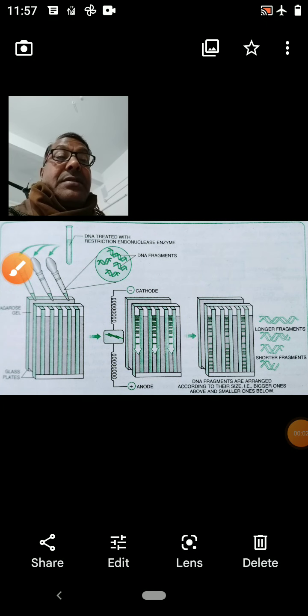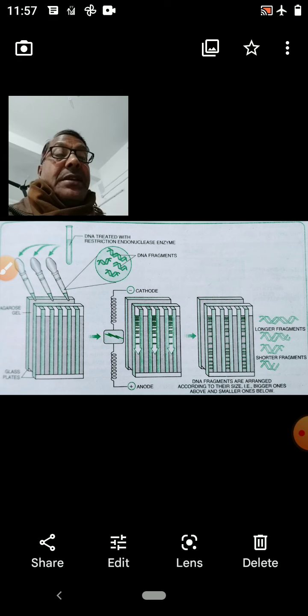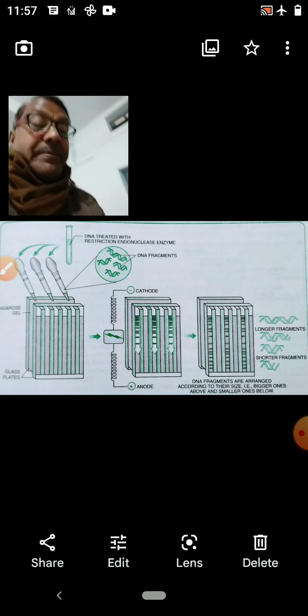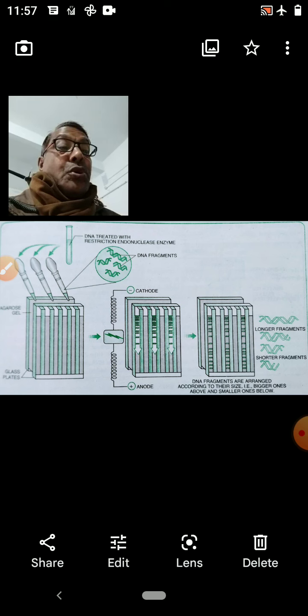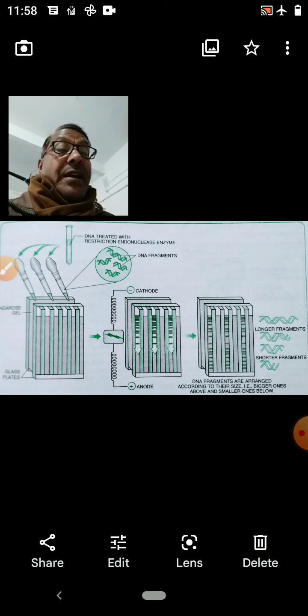In bio class, I am going to explain electrophoresis to you. What is electrophoresis? It is a technique for the separation of enzymes, proteins, amino acids, nucleic acids, and nucleotides. The separation is based on the difference in their net charge in an electric field.